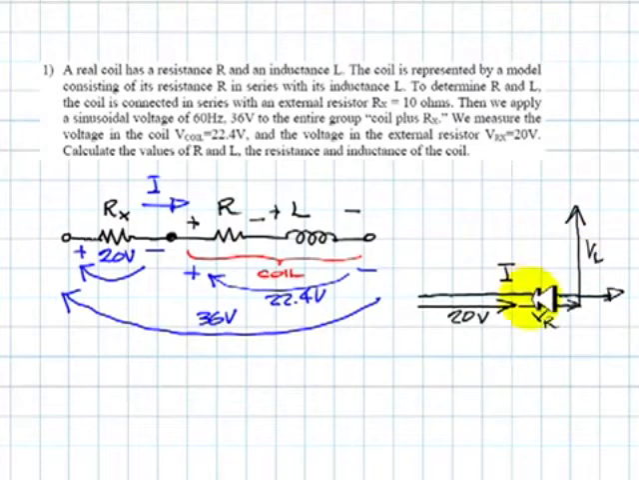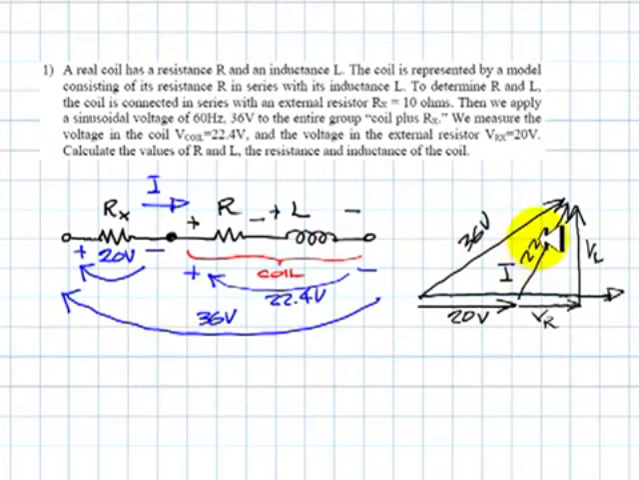If we add together these two voltages, this one has to be the voltage in the coil. If we add together the three voltages, this one, that is the entire voltage of the group. So we know this is 36 volts, and we know that this is 22.4 volts. Of course, we can use cosine law to find this angle theta, and subtracting that from 180 degrees, we find out this angle alpha.